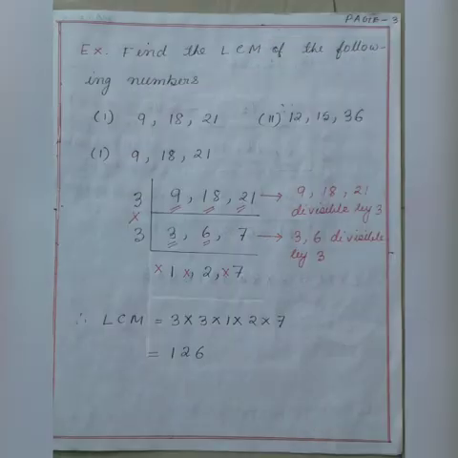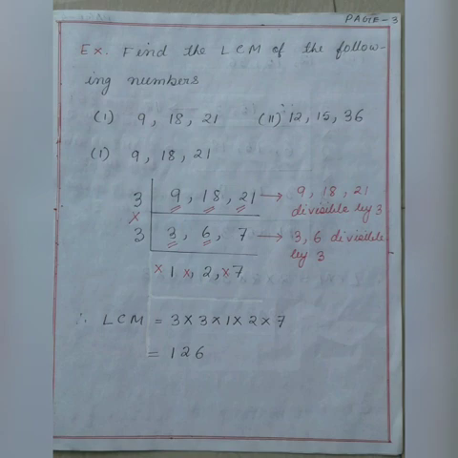Let us check with another example. Find the LCM of the following numbers. Number 1, 9, 18 and 21. Number 2, 12, 15 and 36. Question number 1, 9, 18 and 21. I have written 9, 18, 21 with commas in between the numbers.